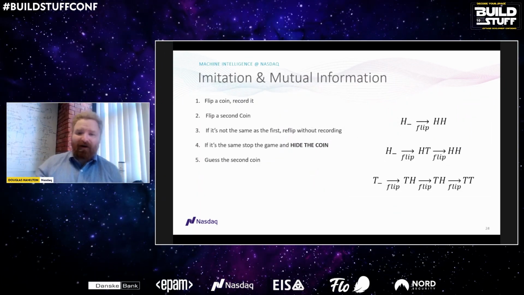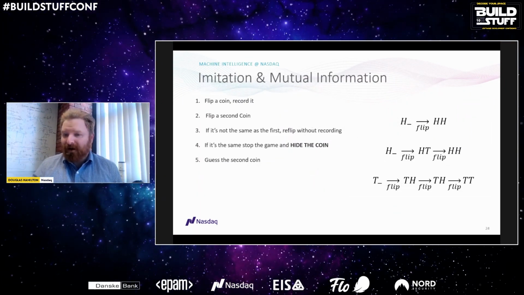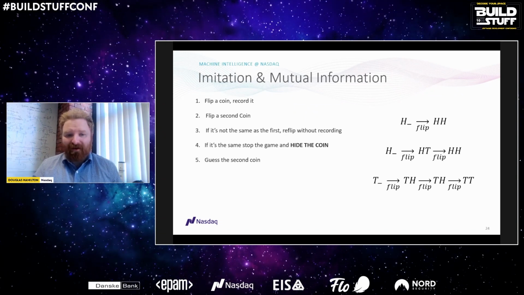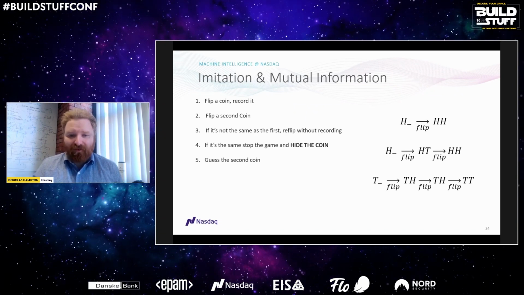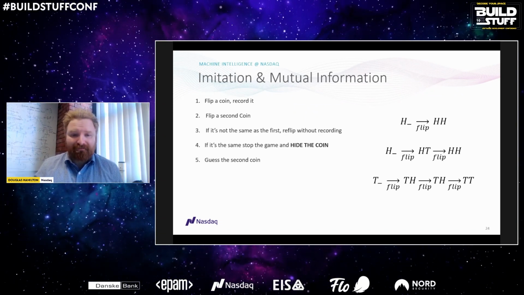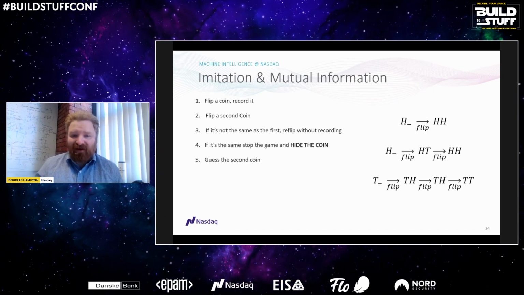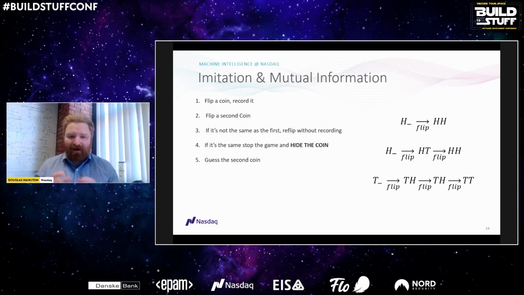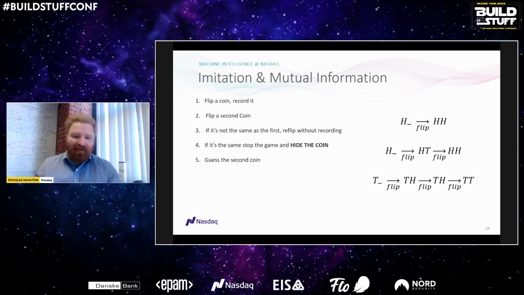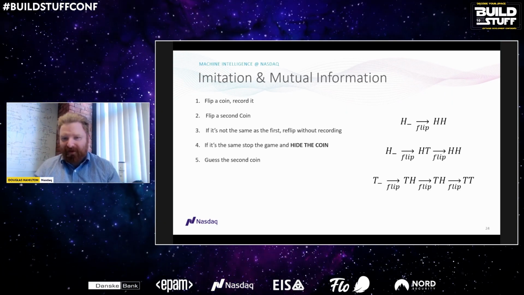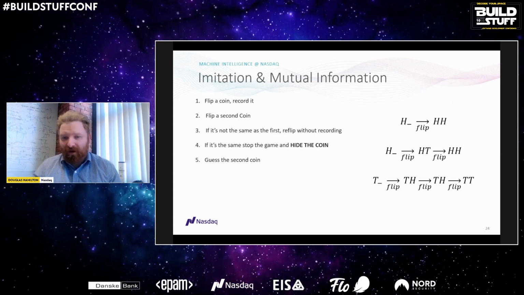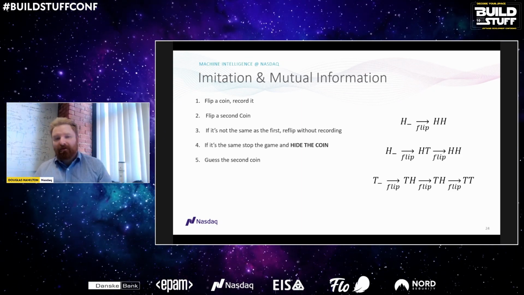So let's go back and look at this again. We're going to flip a coin and we're going to record it. Then we're going to flip a second coin. If it's not the same as the first coin, we're going to reflip without recording. If it is the same as the first coin, we're going to stop the game and hide the coin. You can then ask for any one piece of information and guess what the second coin was. Any piece of information in the universe.